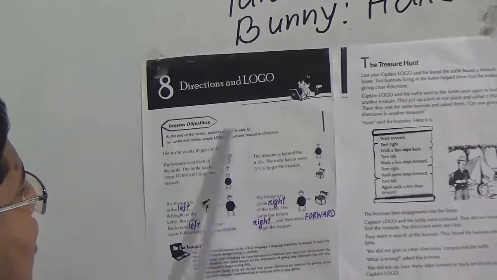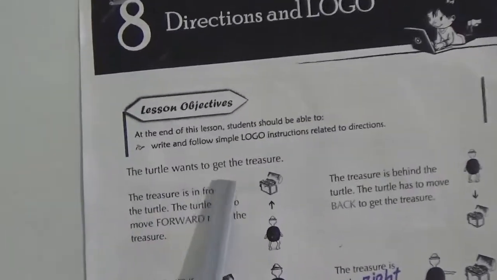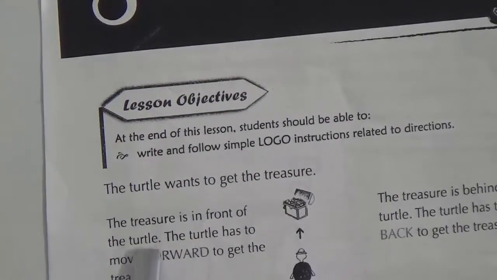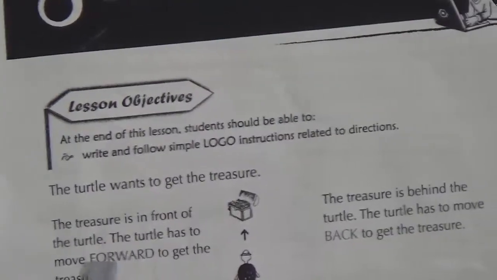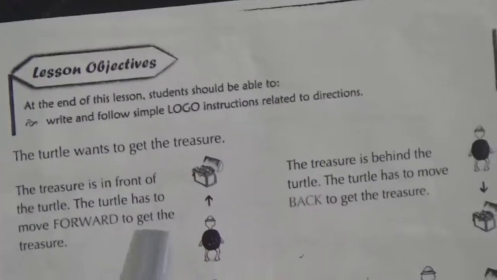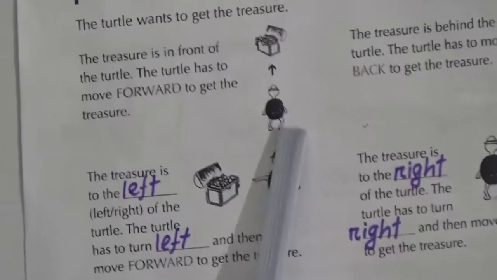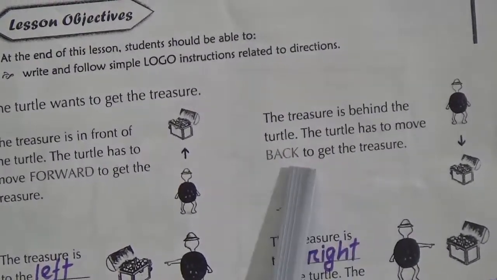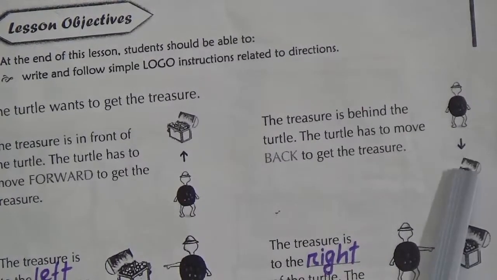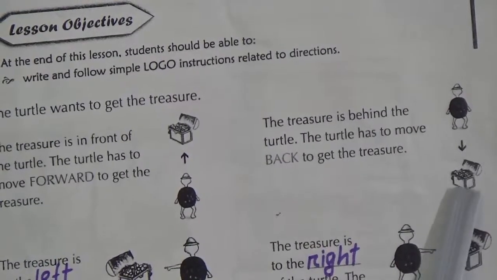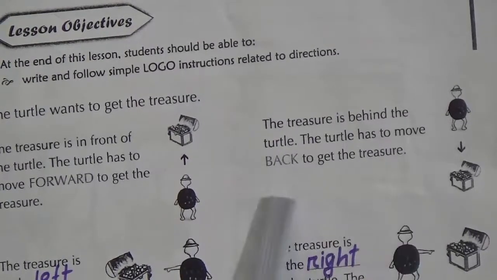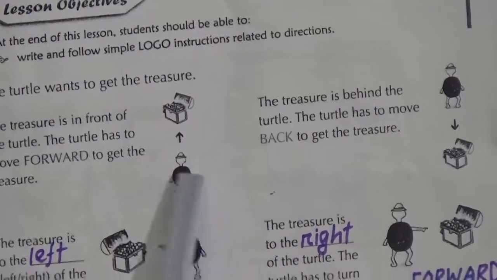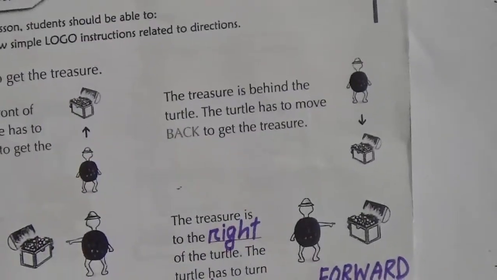Chapter 8, Directions and Logo. The turtle wants to get the treasure. The meaning of treasure is wealth, property. The treasure is in front of the turtle. The turtle has to move forward to get the treasure. The treasure is behind the turtle. This arrow mark is a sign of behind. The turtle has to move back to get the treasure. So these are the directions given through this arrow mark.